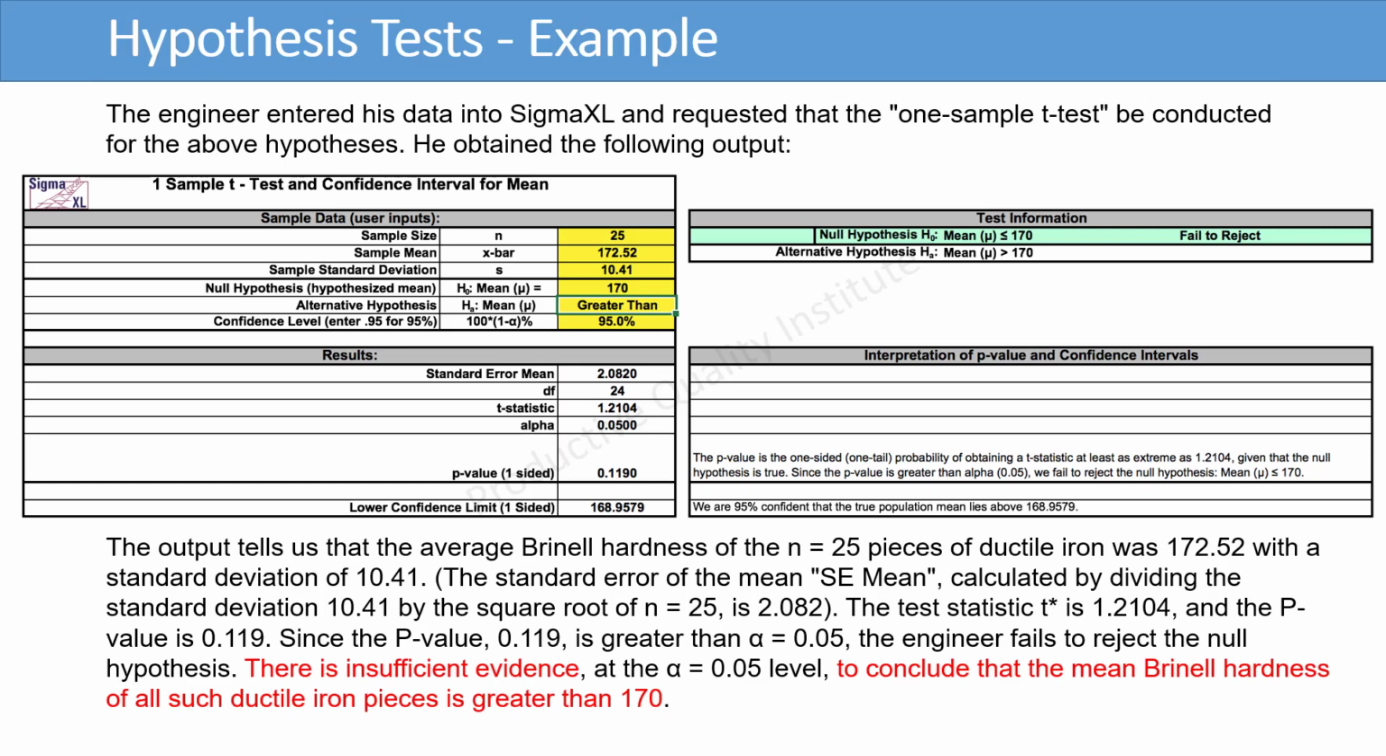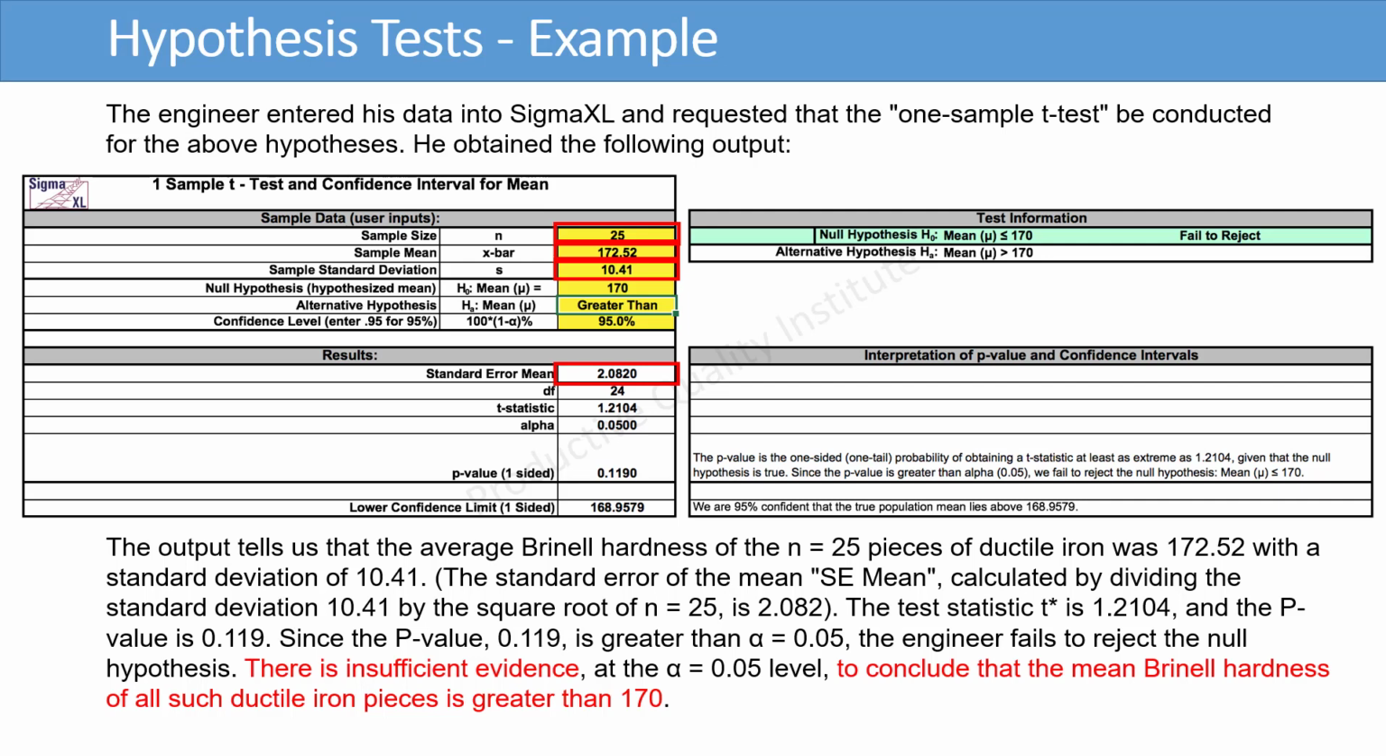The engineer entered his data into SigmaXL, and he requested that the one-sample t-test be conducted for the above hypotheses. He obtained the following output. The output tells us that the average Brinell hardness of the N equals 25 pieces of ductile iron was 172.52 with a standard deviation of 10.41. The standard error of the mean, SE mean, calculated by dividing the standard deviation 10.41 by the square root of N equals 25, is 2.082.